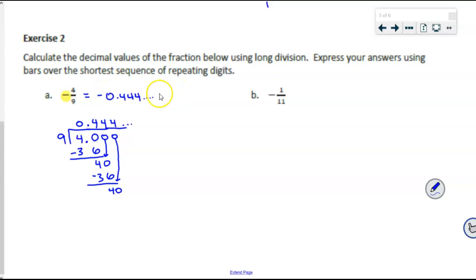It repeats. But the best way to write that: what is the digit that's repeating? It's the 4 that's repeating. So I write it with the overbar over the 4. I only write it over 1 4. This 0.44, that's unnecessary, because it's just the 4 that's repeating, so if the 4 is repeating, the next one's going to be a 4, and that is redundant.